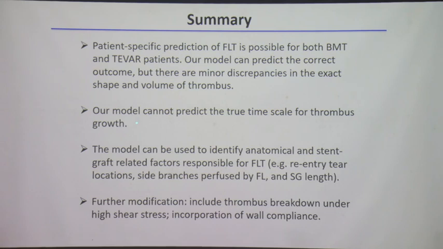And as I said earlier, our model cannot predict the true time scale of thrombus growth. And the model can be used to identify anatomical and stent graft related parameters or factors responsible for false lumen thrombosis. This is quite useful, especially when it comes to the choice of the stent graft length. The model can actually help to optimize the stent graft length required for the given anatomy of a patient, so that it can maximize the probability of false lumen thrombosis, which is the desired outcome of treatment.